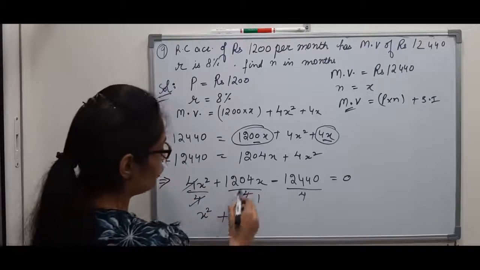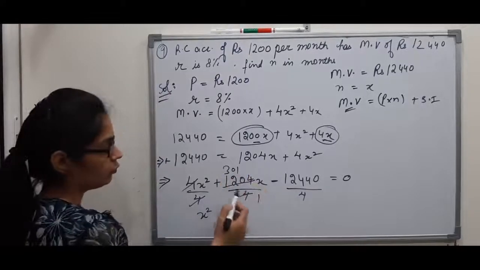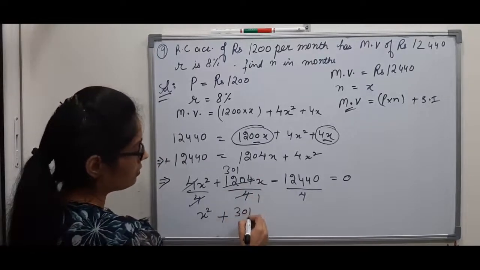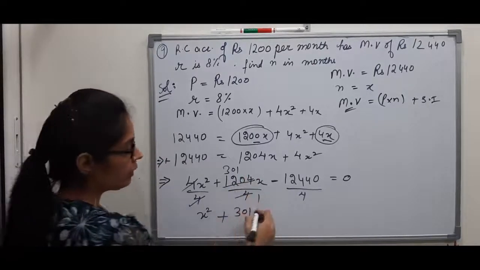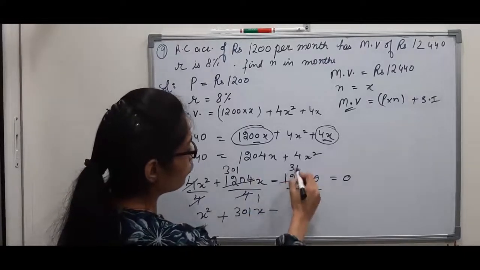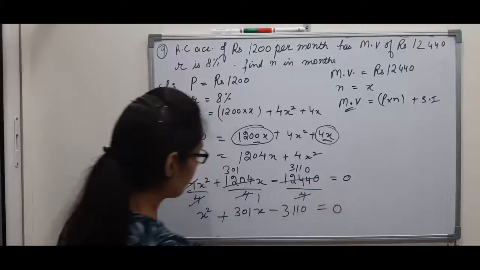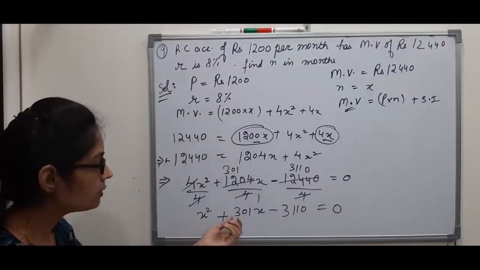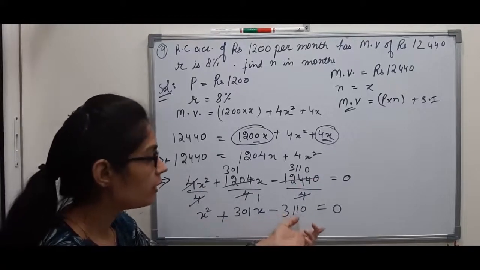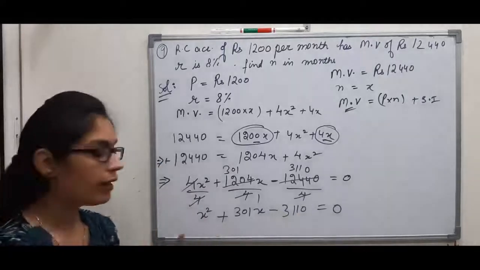I have just done the calculation. Dividing the other terms by 4 gives the new coefficients. If you want, you can divide also, and you will get the same answer. So I got my quadratic equation as x square plus 301x minus 3110. This is my quadratic equation for which I will get two values of x.